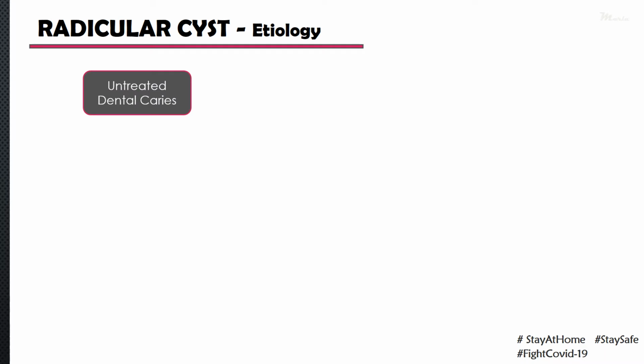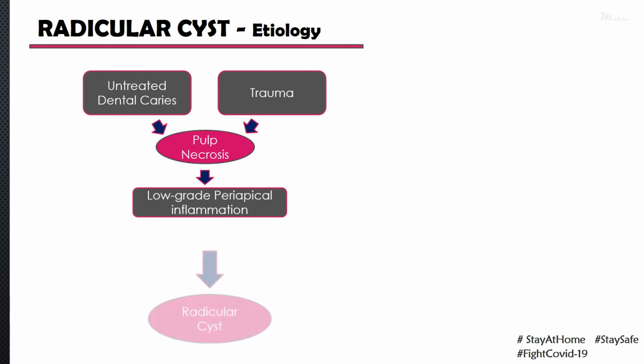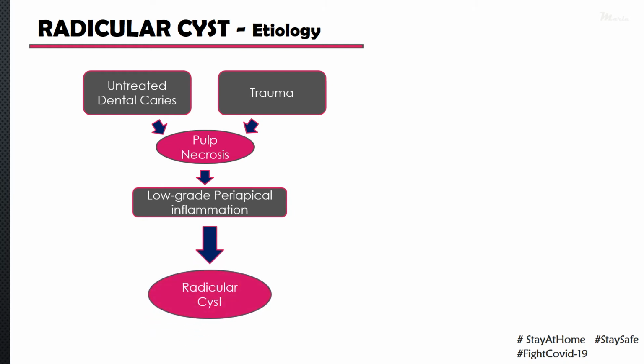Untreated dental caries or trauma results in pulpal necrosis. Inflammatory reaction from the pulp space will reach into the periapical area and continue as a low-grade infection or low-grade periapical inflammation. This process will result in the formation of radicular cyst. At times also, the low-grade periapical inflammation may continue into a periapical granuloma which may further give rise to the development of the radicular cyst. So, this scenario describes the etiology of the radicular cyst.